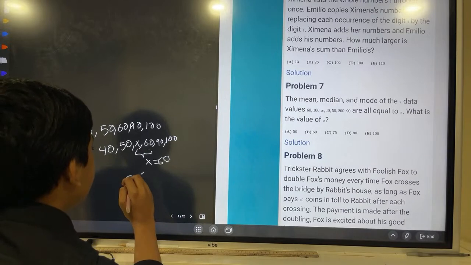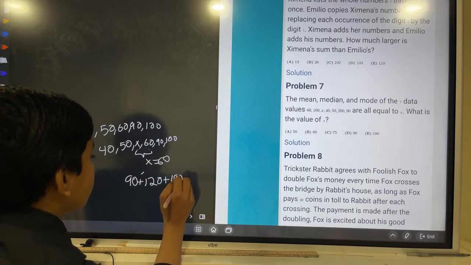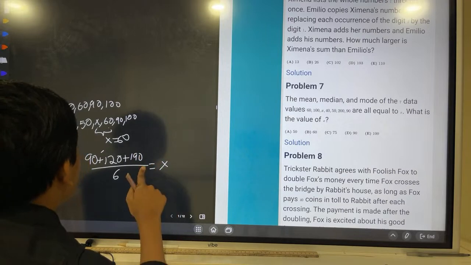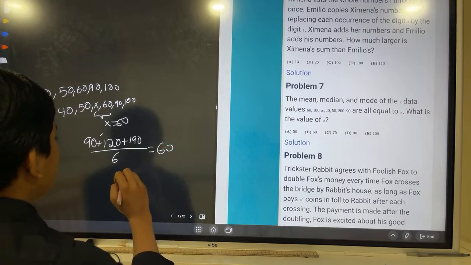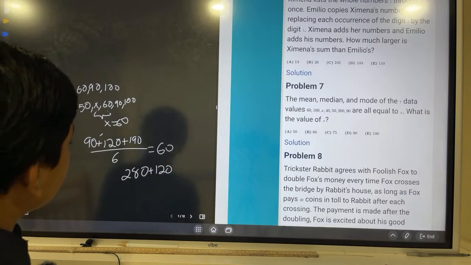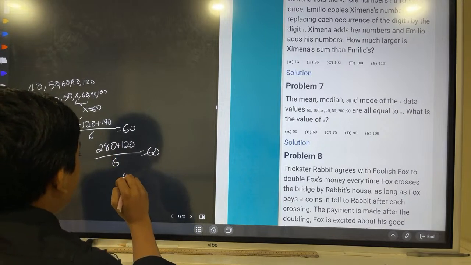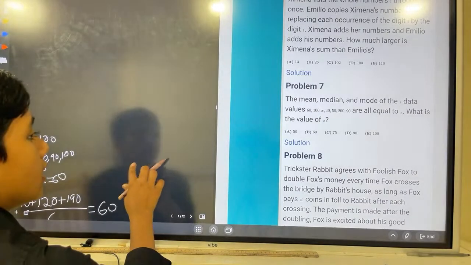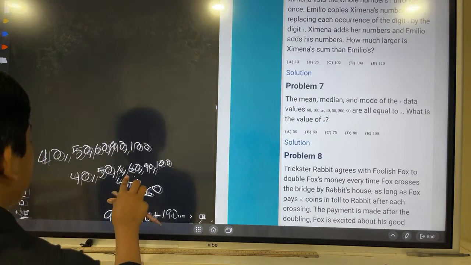What's 40 plus 50? 90. 60 plus 60 is 120. 90 plus 100 is 190 over 6 values. It's supposedly equal to 60. So 280 plus 120, 6 is 60. So 400 equals 360. I smell bull. So let's see. Where did we make a wrong turn?